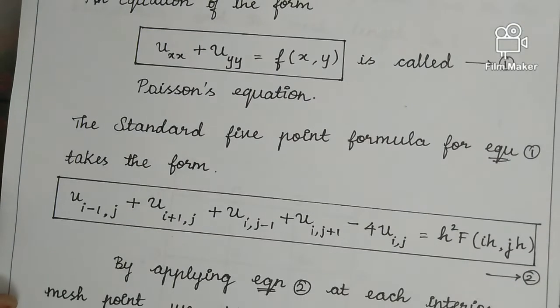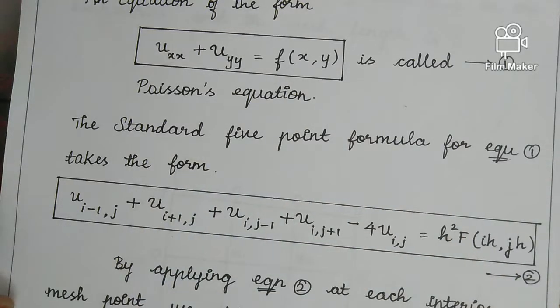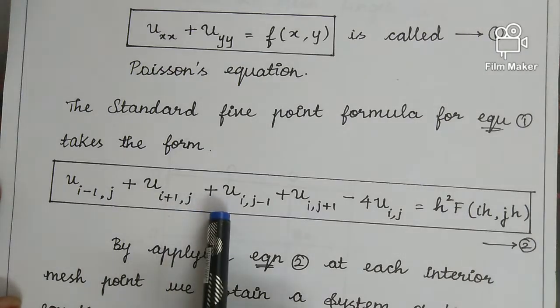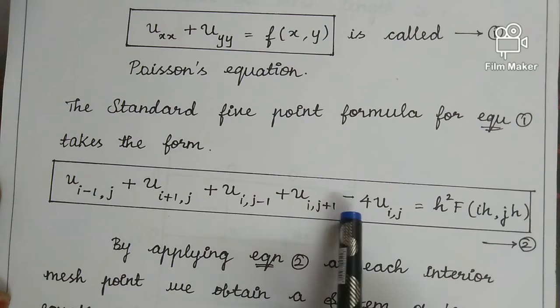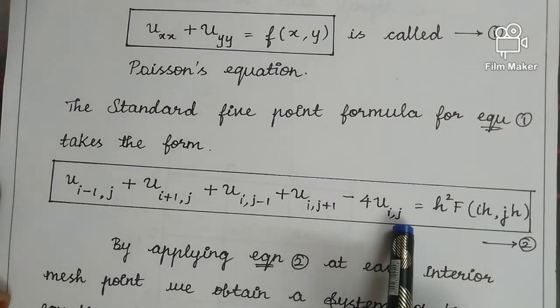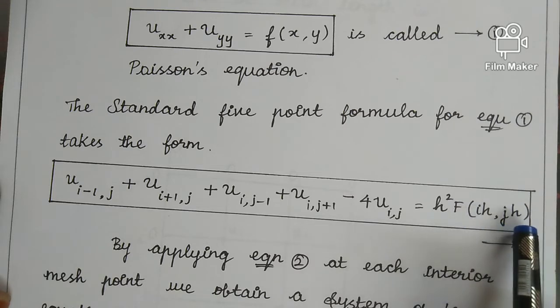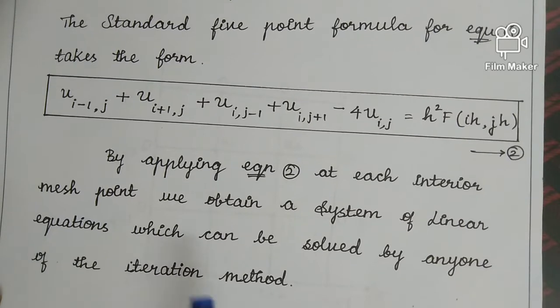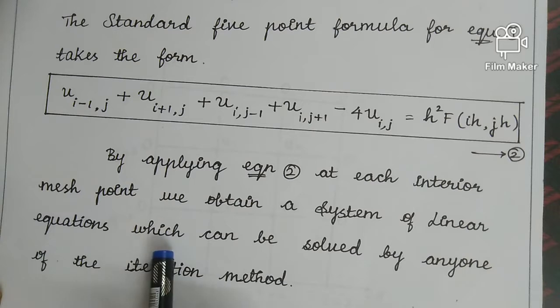So the standard 5-point formula for equation 1 takes the form u_i-1,j plus u_i+1,j plus u_i,j-1 plus u_i,j+1 minus 4 u_i,j equal to h square F of ih comma jh. By applying equation 2 at each interior mesh point, we obtain a system of linear equations which can be solved by any one of the iteration methods.